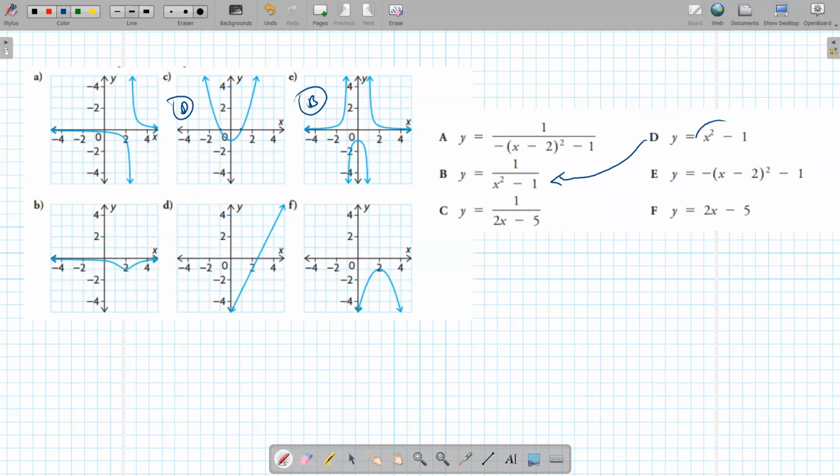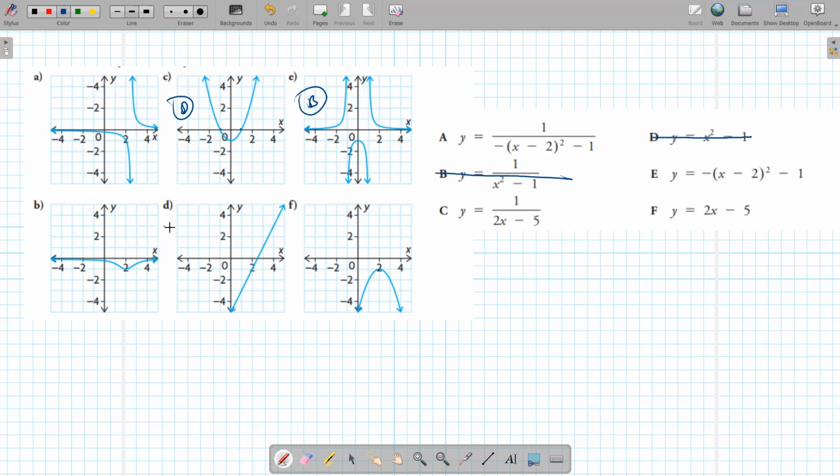You see this guy and this guy are reciprocal functions, this one and this one. Because x squared minus 1 had x-intercepts at 1 and -1, that means 1 over x squared minus 1 must have asymptotes at 1 and -1 as well. So that's how they're related. So B is done, D is done.